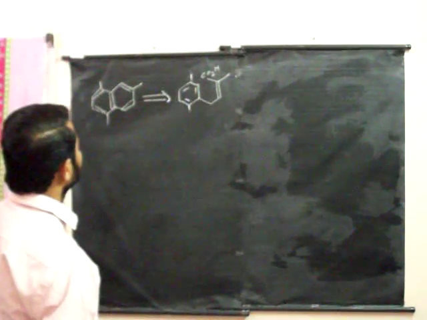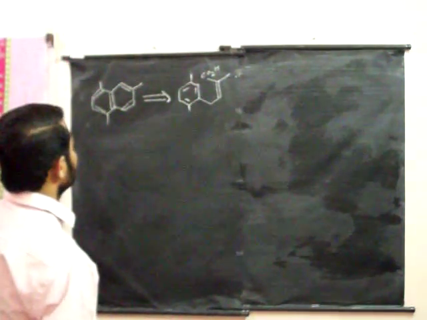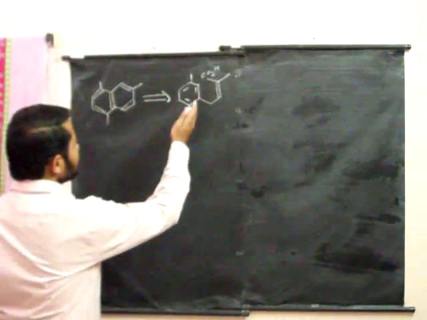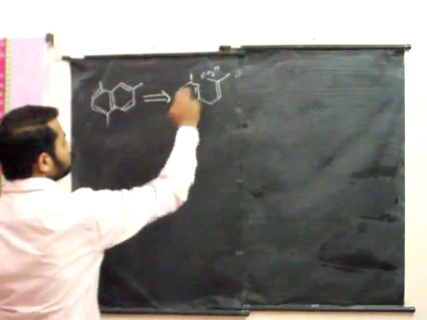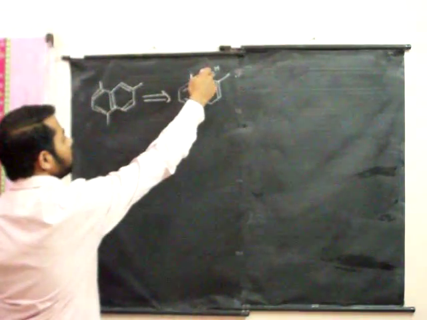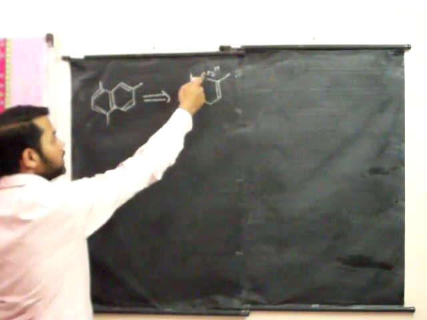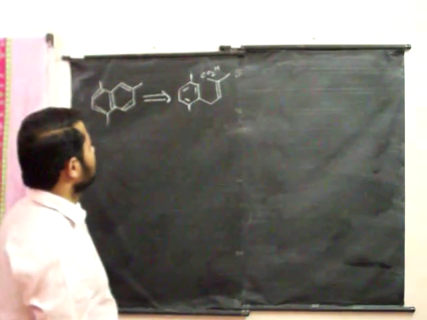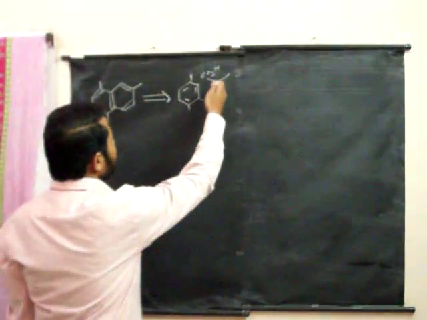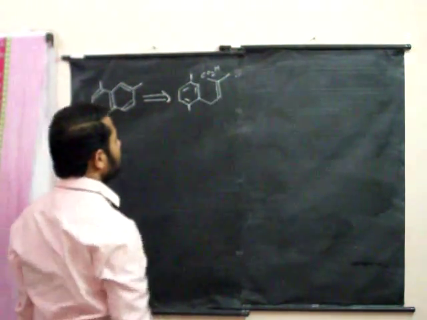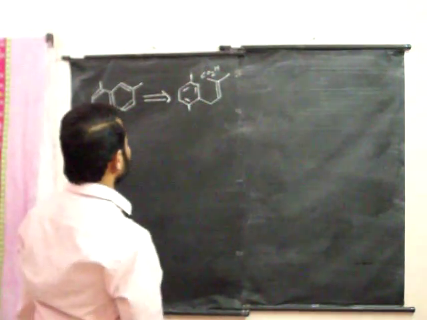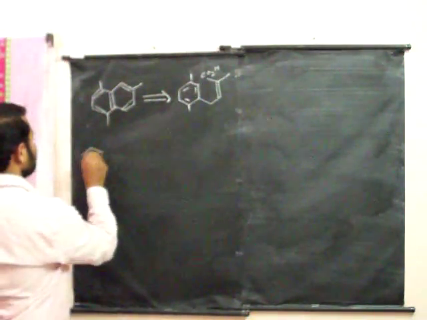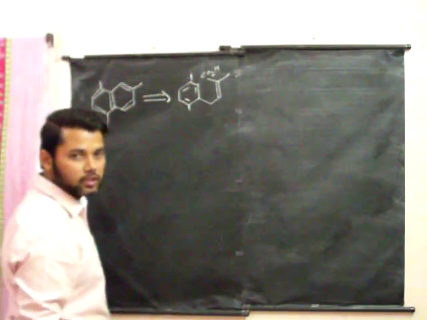Now, yes, if we have this compound, then we can synthesize this compound by just acetylating this compound, means formation of acid chloride here, and again Friedel-Crafts acetylation. And hydration, means hydration of this double bond. Let us see if we are able to synthesize this compound from this compound. We can write forward synthesis and we can check it.